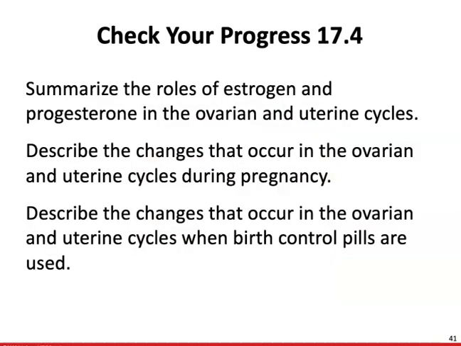All right, so you should be able to summarize the roles of estrogen and progesterone in the ovarian and uterine cycles, describe the changes that occur in the ovarian and uterine cycles during pregnancy, and describe the changes that occur in the ovarian and uterine cycles when birth control pills are used.